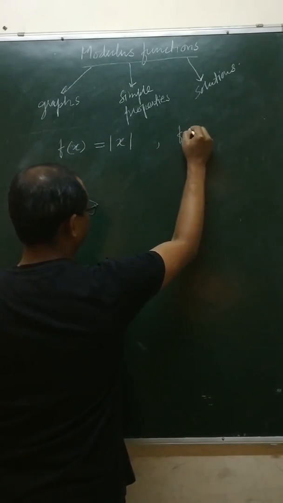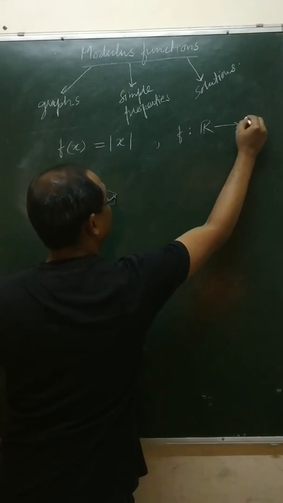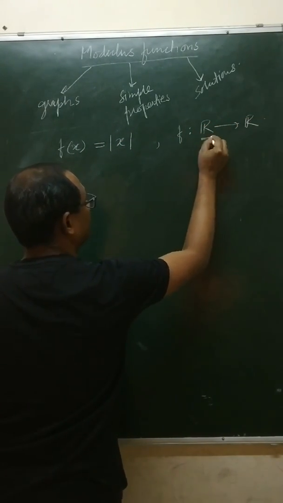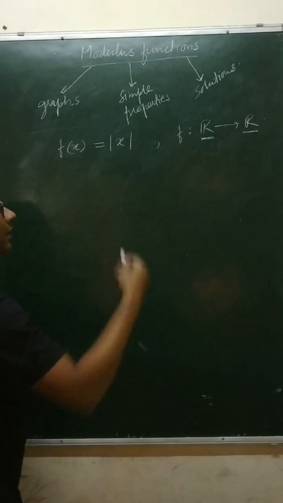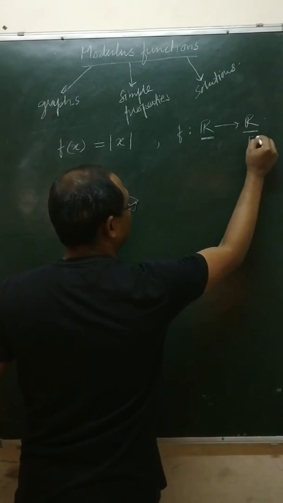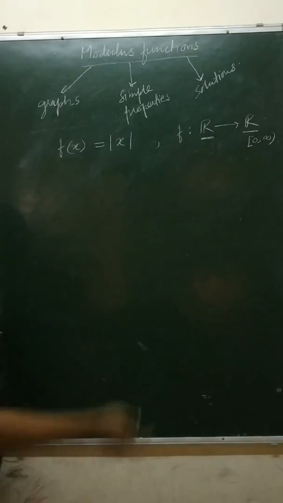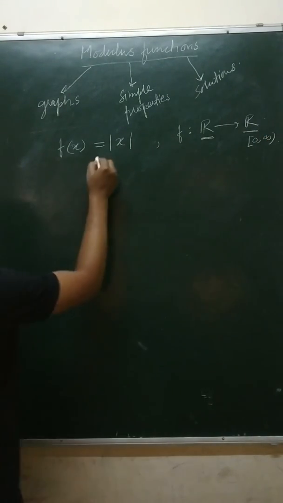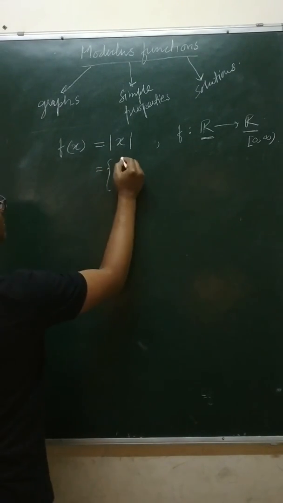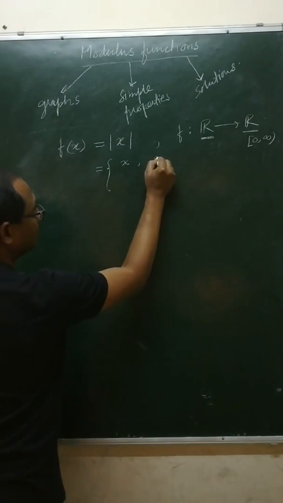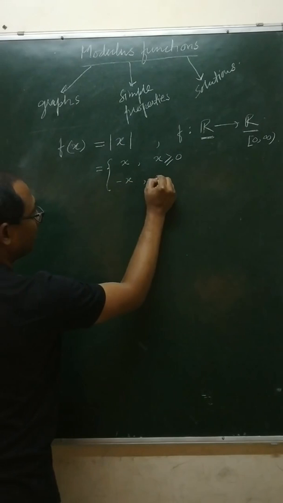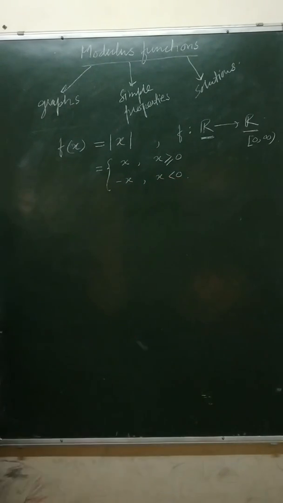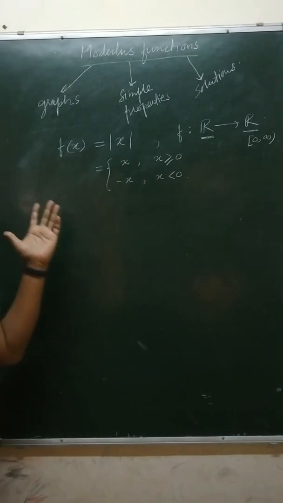This function is running from R to R, that is, real number to real number. The domain is the real numbers, and the range is also... in fact, the range is from 0 to infinity, R being the codomain. It can be subdivided into this: it is equal to x if x is greater than or equal to 0, minus of x if x is less than 0. Okay, this is the definition. That is how the modulus function is defined.